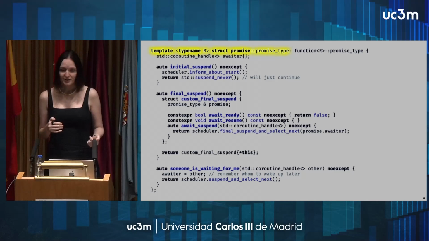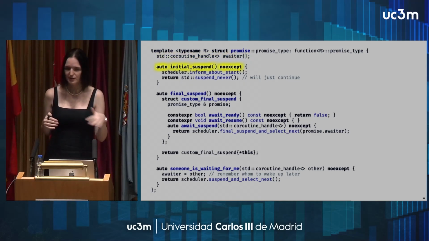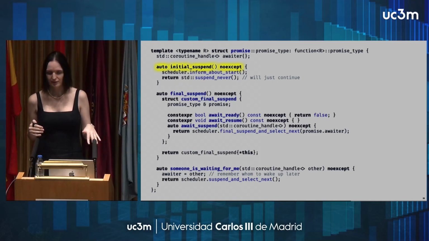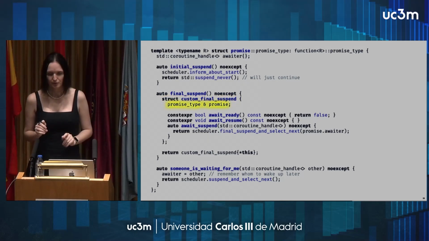So, promise is promise type. Inside, we have a coroutine handle of type void of someone who is awaiting on my result. So if someone asks co-await on me, I'm storing the handle here. When I start my coroutine with this promise type, on initial suspend, I will do one thing more than just suspend never. I will inform some scheduler somewhere that I started. Remember that. And when I finish, I have a custom final suspend, which will always suspend. It won't return anything because it's the final suspend point. I don't need to return anything.